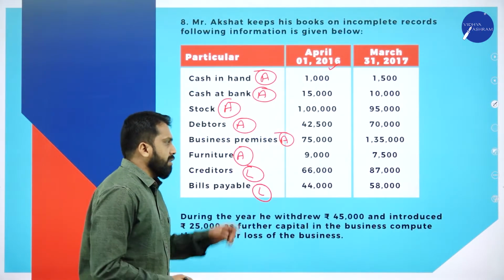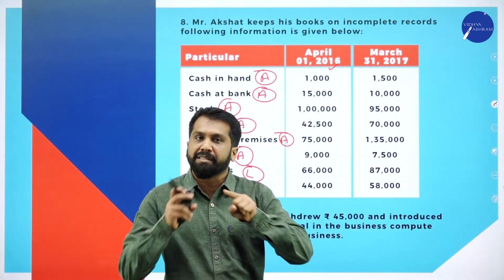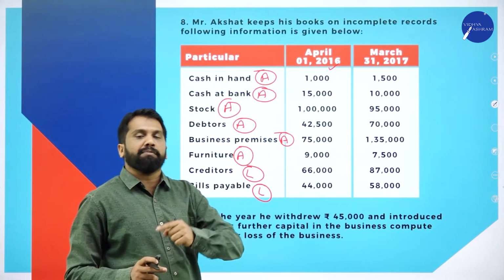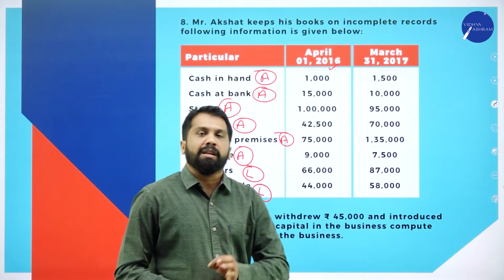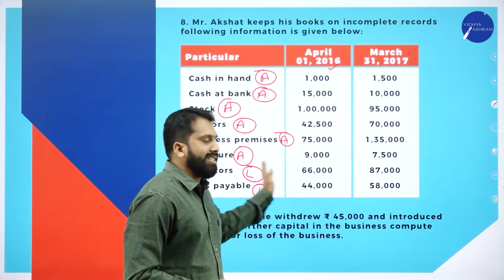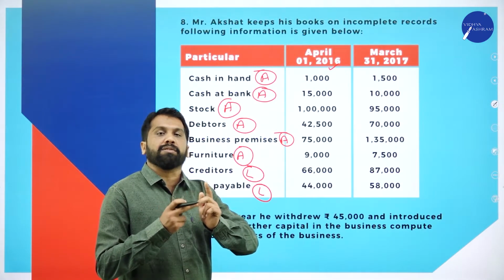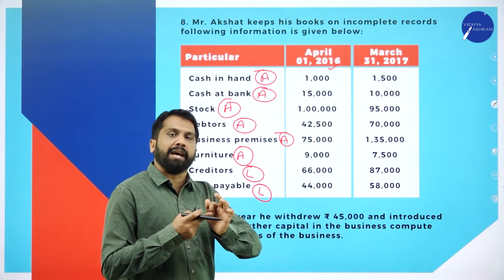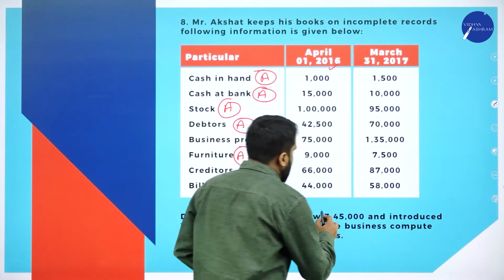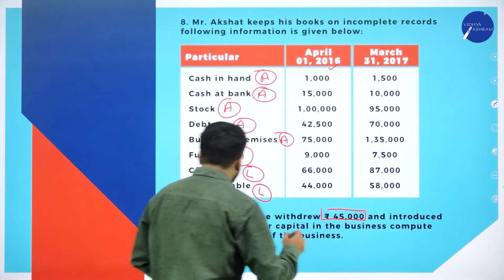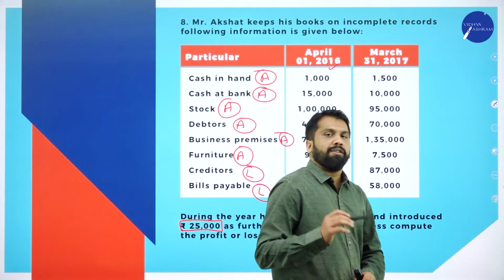Before this, this information is for what? Statement of affairs, means your balance sheet. Once it is done, which one will we prepare? Profit or loss account. For the profit or loss account, we don't want all this information. We want only opening capital, closing capital, drawings and additional capital. Clear? Now, during the year, he withdrew 45,000 and introduced 25,000 as further capital.